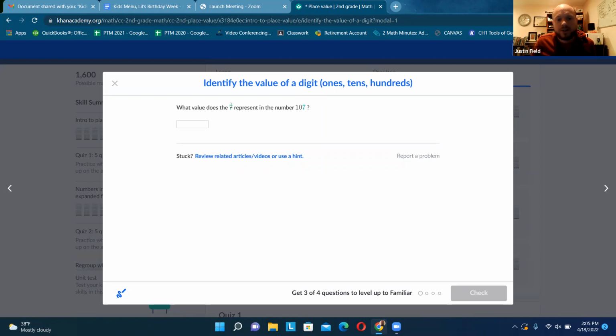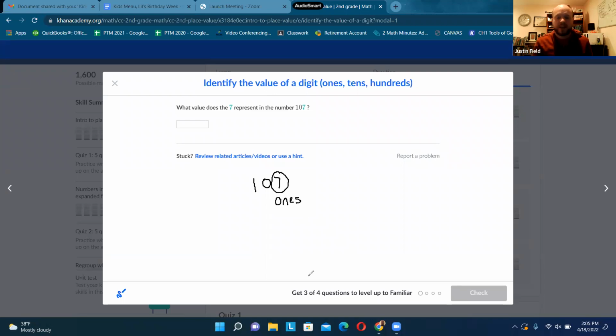So what value does 7 represent in 107? Well, let's write down 107 on our paper. And then we'll circle the 7. It's in the ones place, right? So that means that the 7 represents 7.